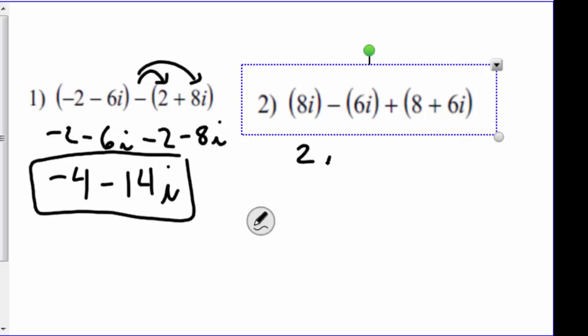So the second one, we're just going to combine like terms. 8i minus 6i is 2i. And then, again, combine like terms and write it in the form a plus or minus bi. So we would have 8 plus 8i.